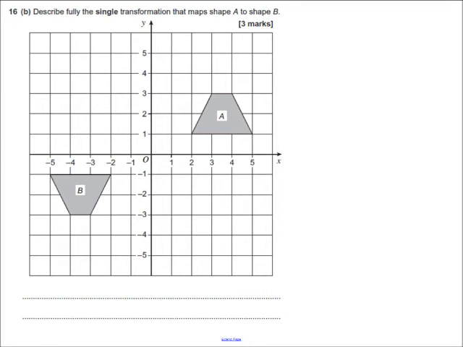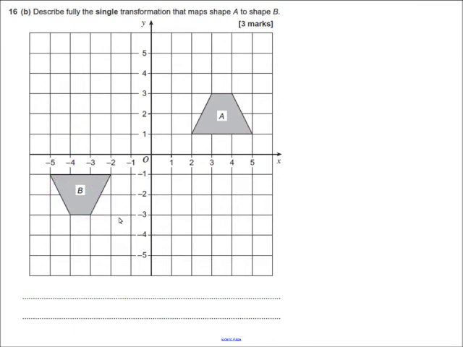Question 16b is asking us to describe fully the single transformation that maps A onto B. Now when you think of your transformations, you need to think about reflection. Well, can I reflect A onto B down a line which would have to be something like that? Well, no, because the top of it would look something like that. So reflection doesn't work. Then if I was to translate it, in other words, slide it along, if I slide A along this way and then slide it down, again, my transformation would be the wrong way around. So it's not translation.